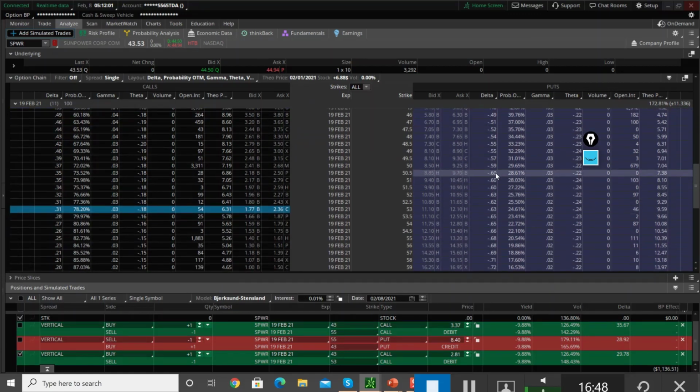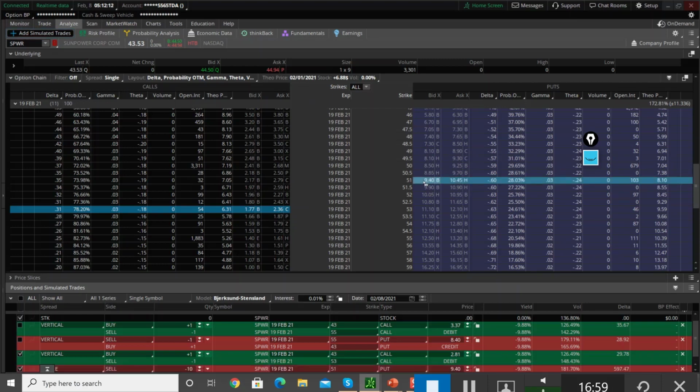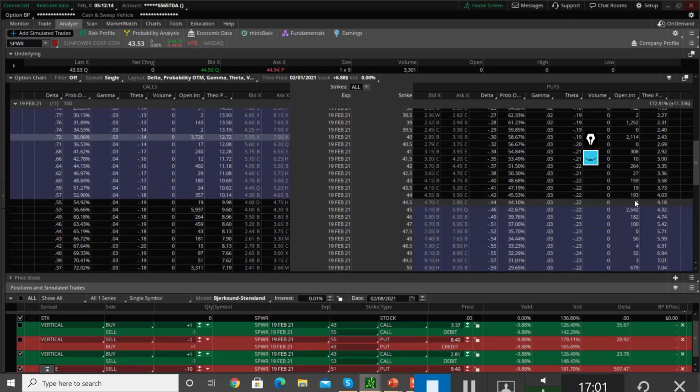We'll go and see delta 60. We have a lot of delta 60s. All right. Which one has the most volume? All right, 51s. Or open interest, anyways. And delta 30 is the 40s.